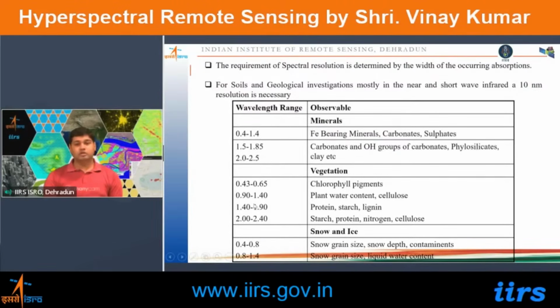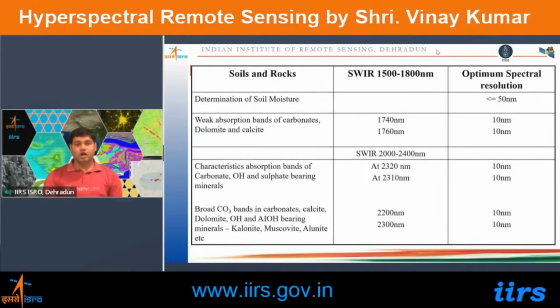So this can be detected in 0.9 to 1.4, 1.4 to 1.9, and 2 to 2.4 micrometers. For snow and ice, like snow grain size mapping, snow depth, contaminants, snow grain size, and liquid water content, 0.4 to 0.8 and 0.8 to 1.4 micrometer is sufficient. Now, coming to determination of soil moisture, less than or equal to 50 nanometer in the shortwave infrared region.